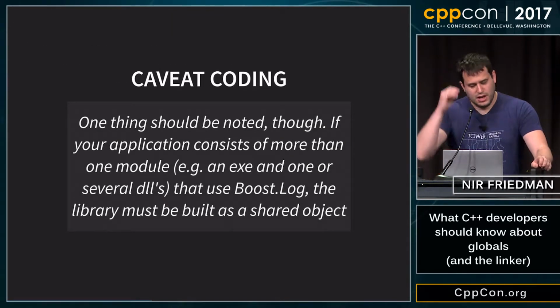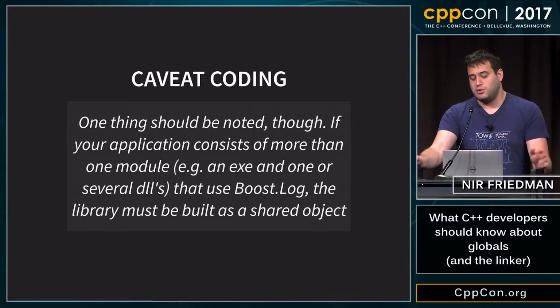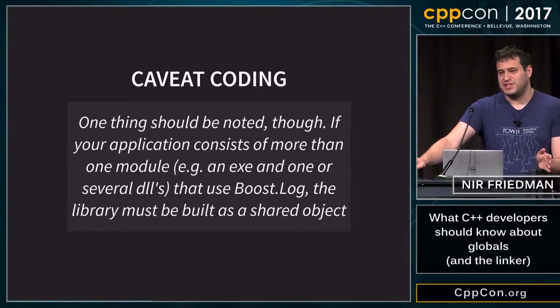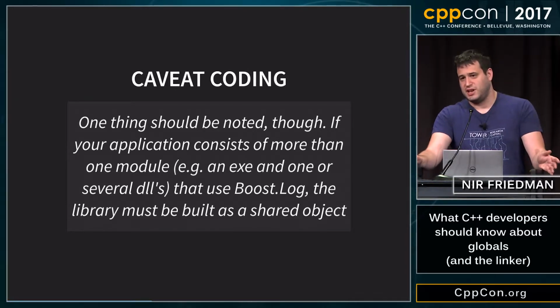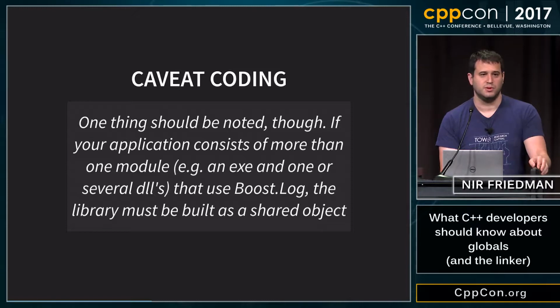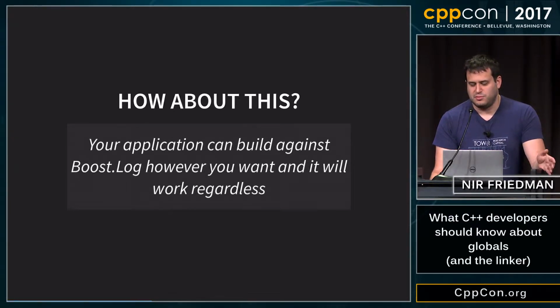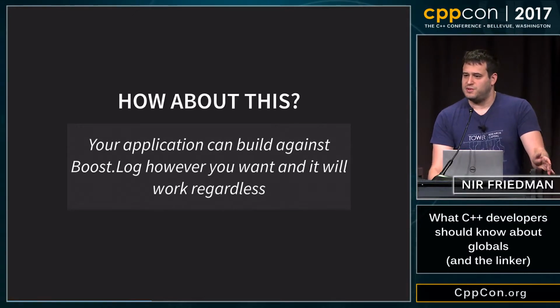So actually, a friend just sent me this link a day or two ago. In Boost log, there's this caveat. If your application consists of more than one module that use Boost log, the library must be built as a shared object. So I haven't actually dug into the code. I don't know if this is exactly the reason, but it sure smells like it. Especially since logging is a very common use case for globals. I mean, I would prefer to see this written: you can build against Boost log however you want, and everything's going to be fine.